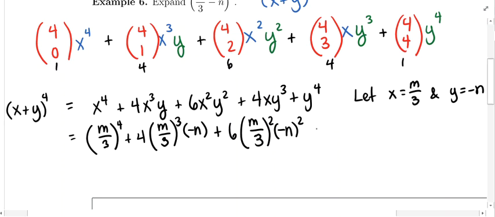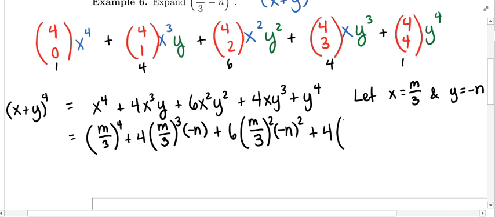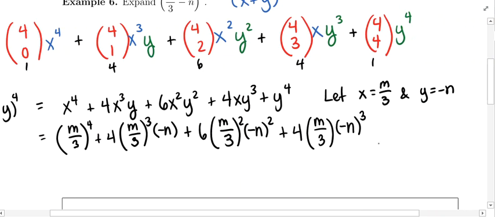Moving to the next term, we're going to have plus 4 times x. We're replacing x with m divided by 3 times y cubed. Y is the same thing as negative n. We're cubing that. And then the last term here will be y to the fourth.